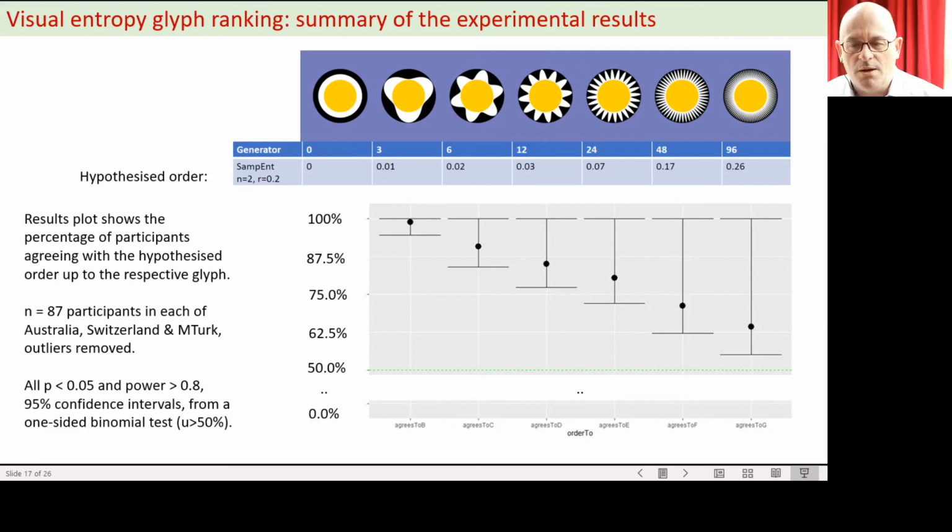Our interest was, are more than 50% of people agreeing with this? And the answer is, for all these cases, statistically yes, with a very strong p-value and power. And our test here was a one-sided binomial test of, was the mean of the response greater than 50%. And 50% may seem low, but in practice we always will use these with a key. So we won't just say, go and guess what these mean. We'll have a key beside the image saying this is the value of uncertainty that this particular set of glyphs represent.